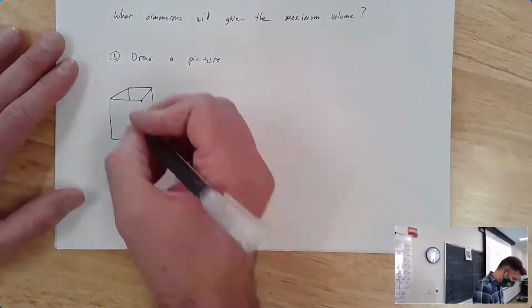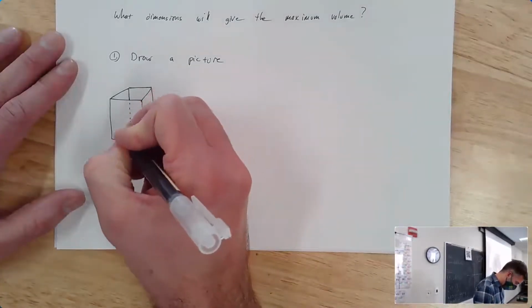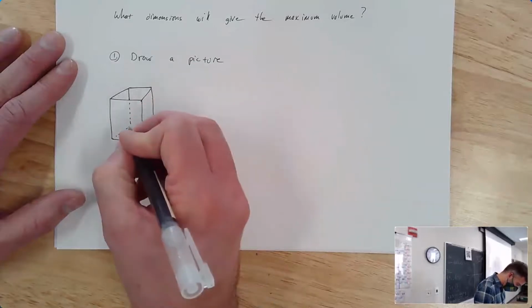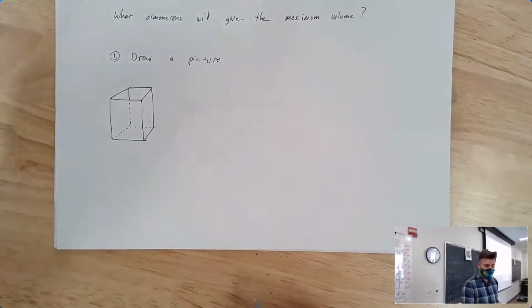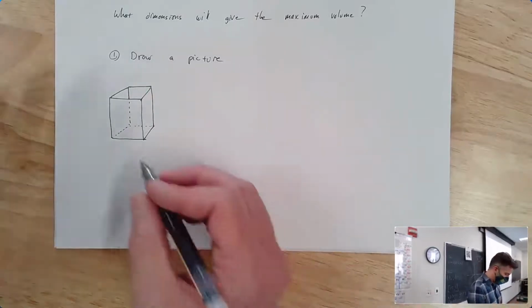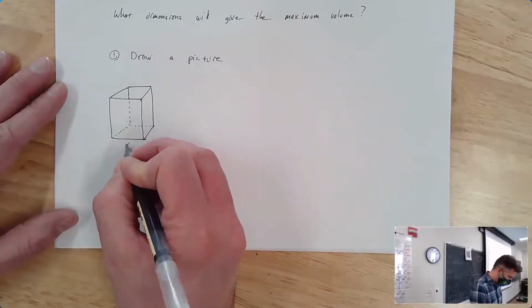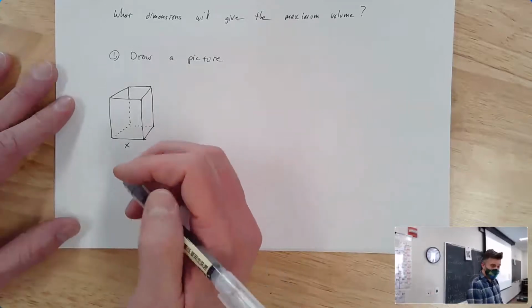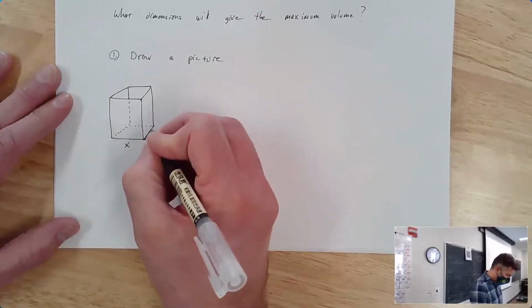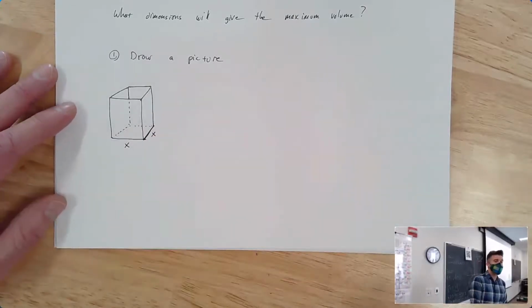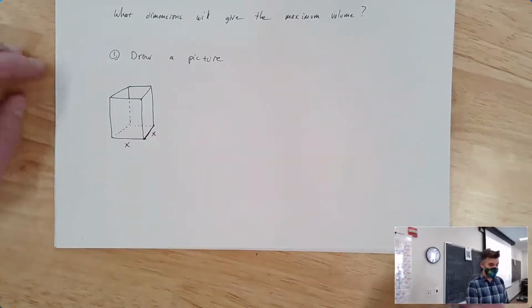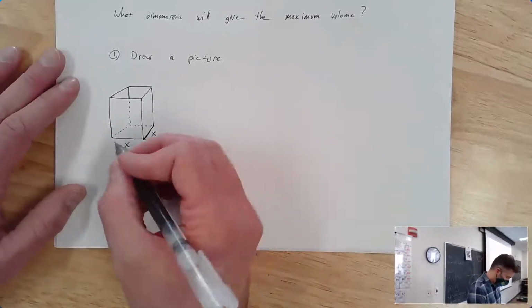So I don't know what anything is, so I'm going to label some sides. I'm going to call this side length X. And here's the important thing: since the base is square, we also have to call this side X. You never want to use more variables than you absolutely have to. I'm going to call that side X, that side X.